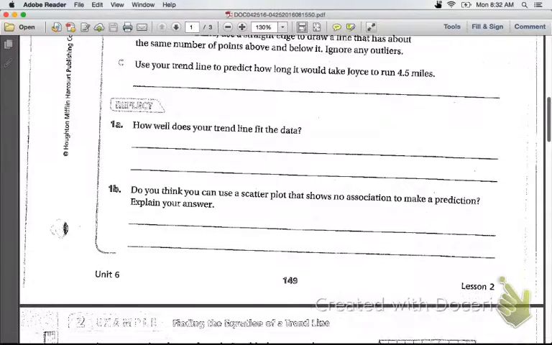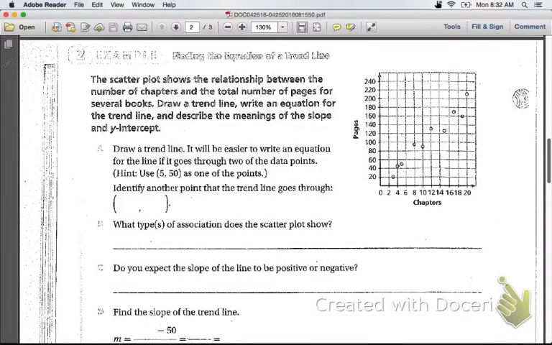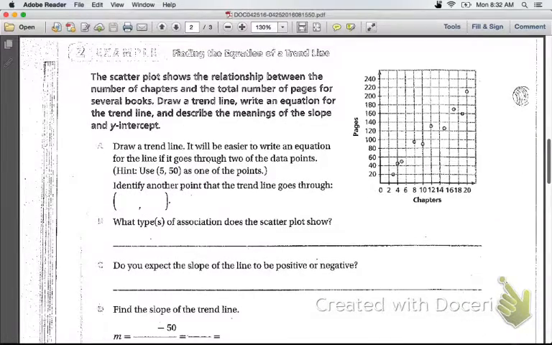Let's take a look at another example, or more specifically, how to write an equation or finding the equation. So in this case, the scatter plot shows the relationship between the number of chapters and the total number of pages for several books. Draw a trend line, write an equation for the trend line, and describe the meaning of the slope and y-intercept. So we're going to draw a trend line.